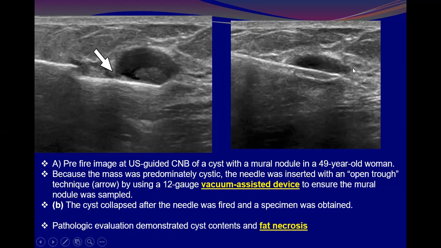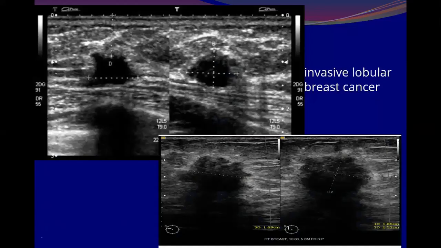And look, the cyst is collapsed after the needle punctures it, and the evaluation in this case was fat necrosis. May I ask you about this? Which one is a good quality image? Both are invasive cancer. This one is invasive lobular breast cancer.